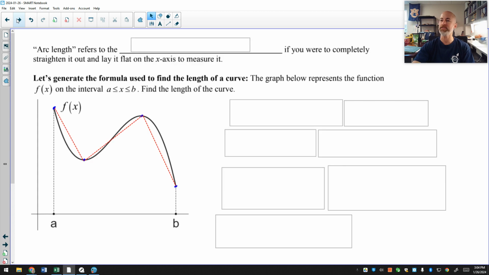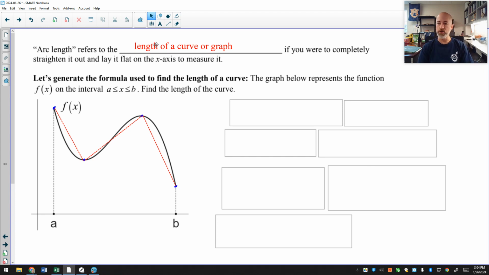So let's get into arc length. And the first part of arc length is going to shock you, but the purpose of arc length is to find the length of a curve. So the object is to find the length of a curve or graph if you were to take a graph, stretch it out, and maybe put it on the x-axis to measure its length.